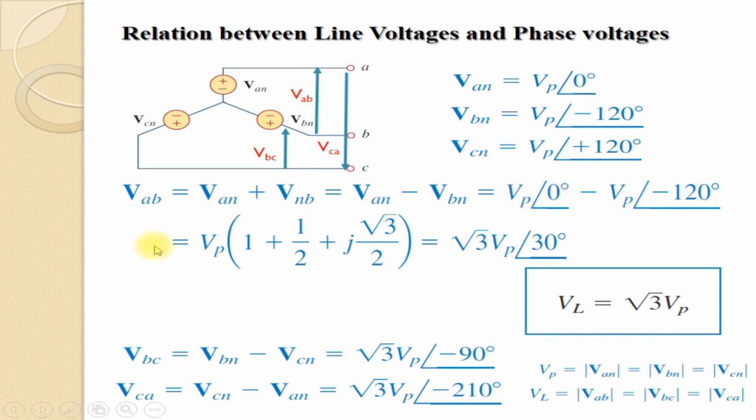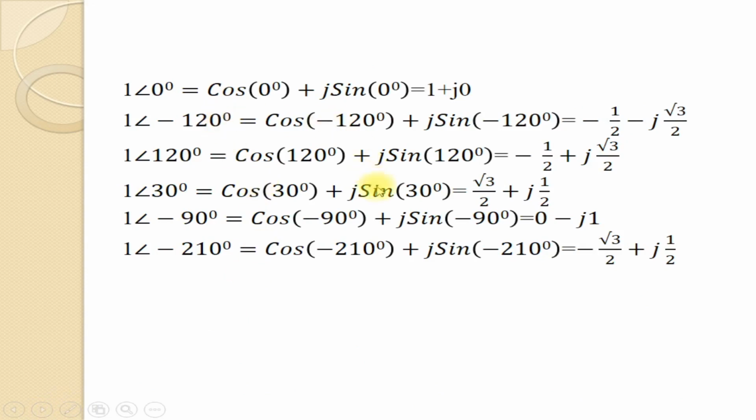So here VP can be taken out as a common factor, and inside the bracket you will get cos 0 plus j sin 0, which will be 1 plus 0 itself, minus cos of minus 120 degree plus j sin of minus 120 degree, which will be 1 minus, minus 1 by 2 minus j root 3 by 2. You can use these relations.